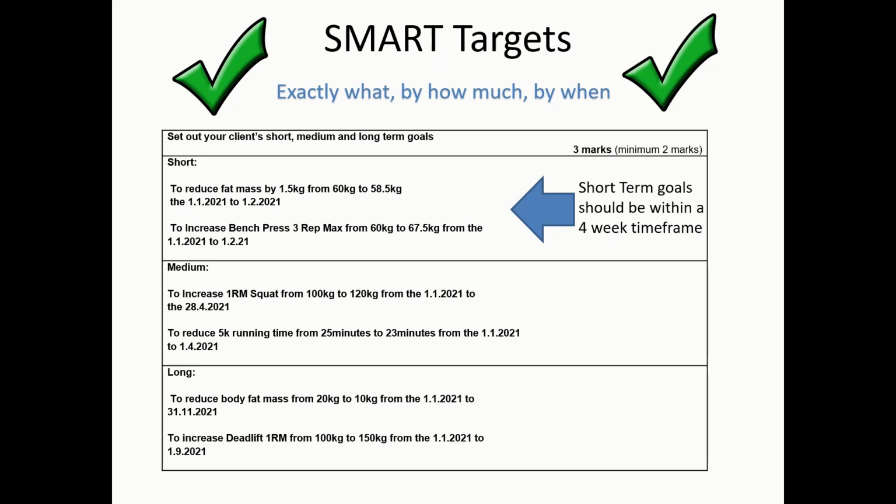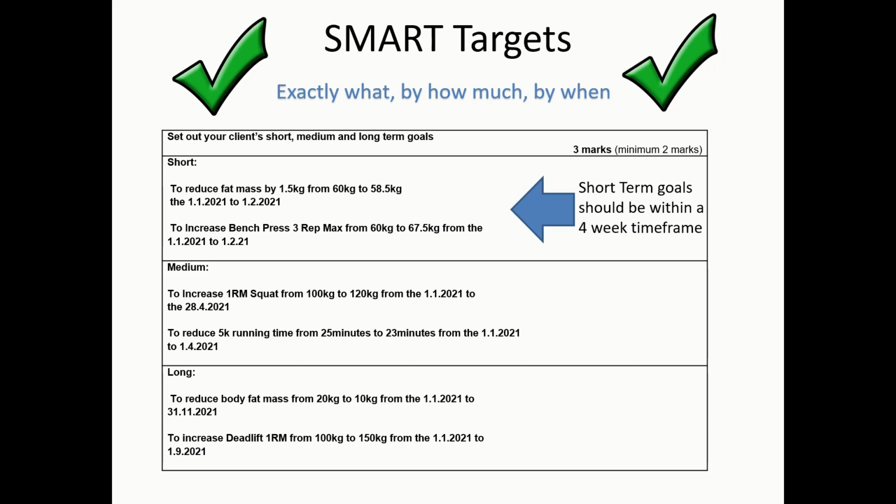So we've said exactly what we're going to do, we've said by how much, and therefore it is measurable, it's realistic given the bounds of losing fat safely within that particular time frame, and we've also said when we want to achieve it by. So we've ticked every box when it comes to the SMART target, and therefore you would get the full grade for that.